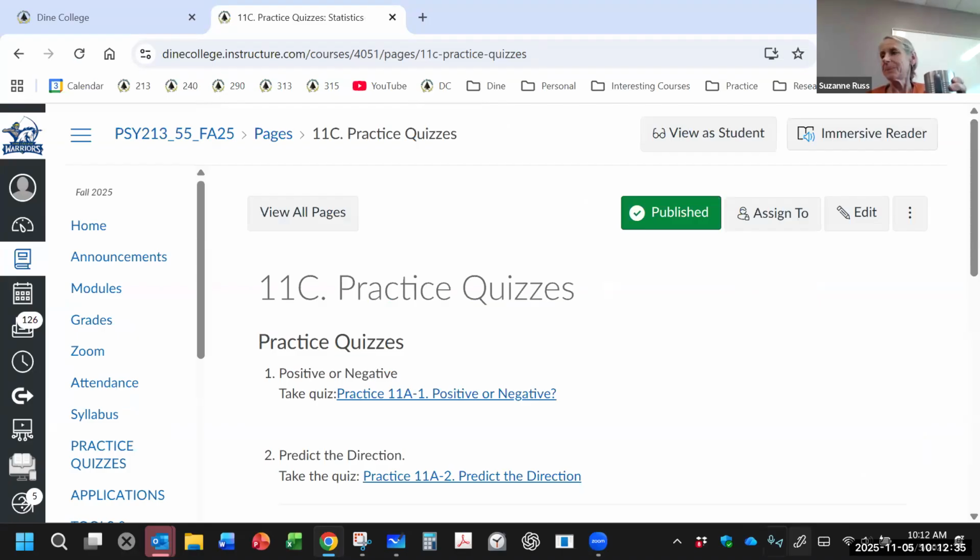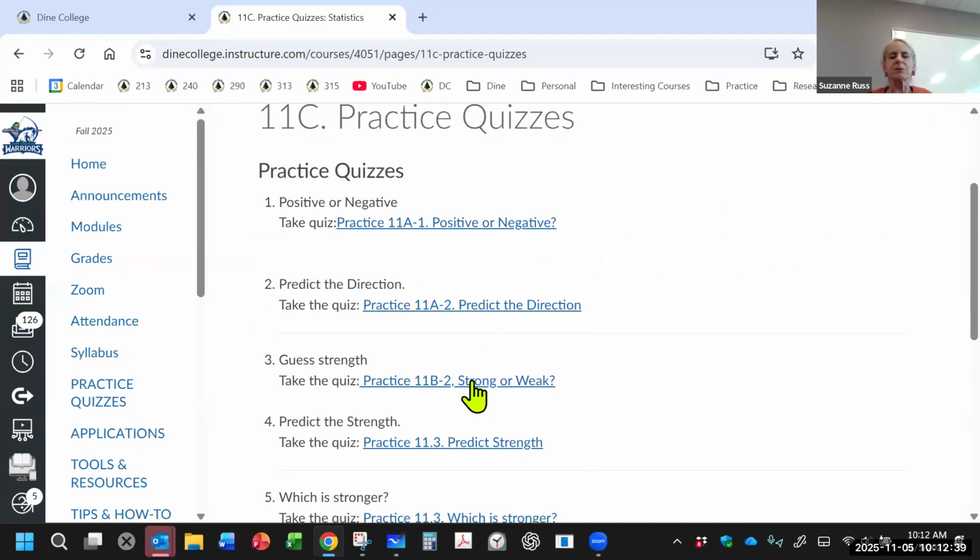Everyone done? Okay, let's go in now. I wasn't sure what order to take them in, but right now I want to try this next one, number 3, guess the strength. Now remember, the strength is just how far the points are from the line, and I'm not sure how this will work.